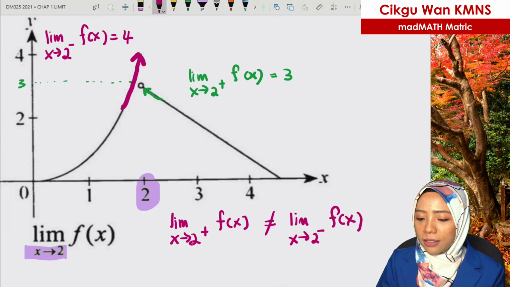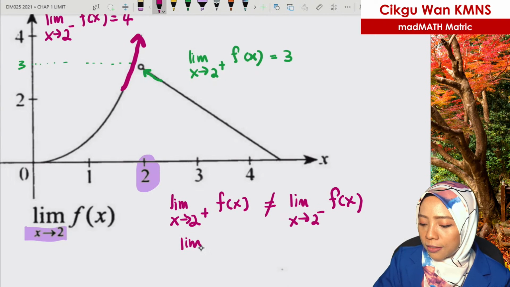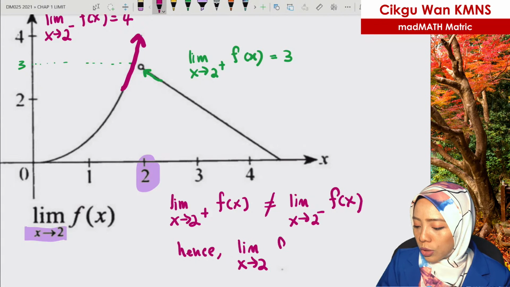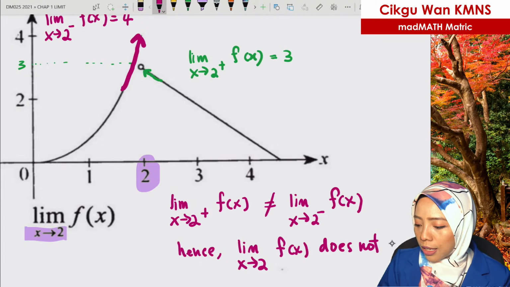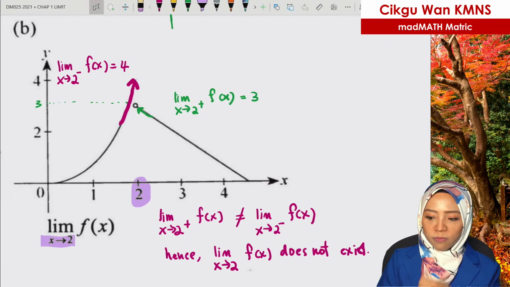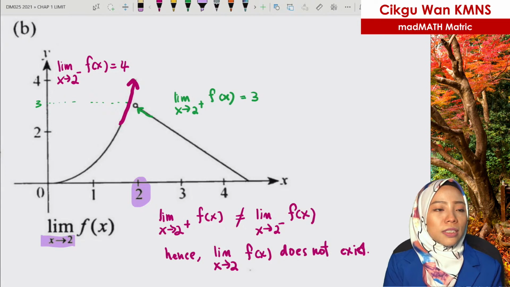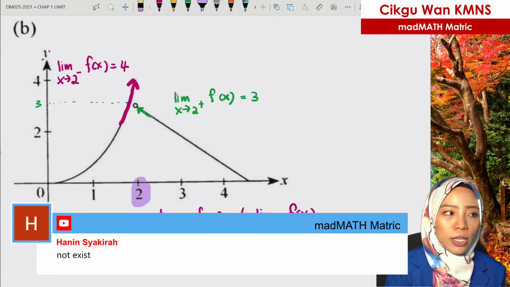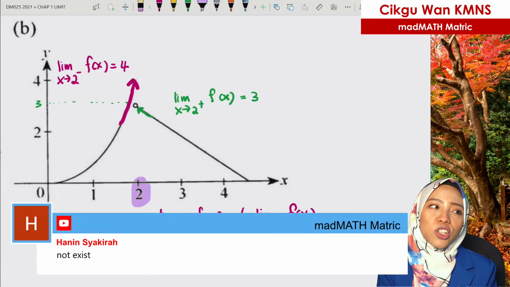Therefore, limit x approaching 2 f(x) does not exist. Boleh screenshot, tunjuk kat kawan. Okay, boleh screenshot. Biasa cikgu minta students. Yes, Hanin Shakirah, very good. Not exist. Okay, someone you may screenshot and share to the group.